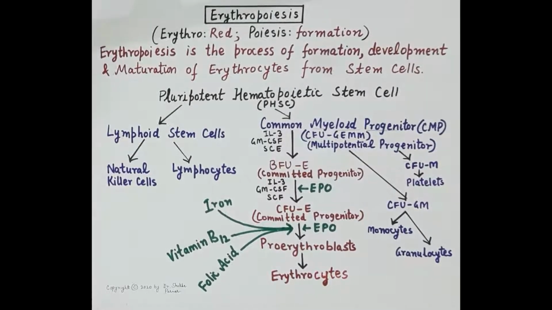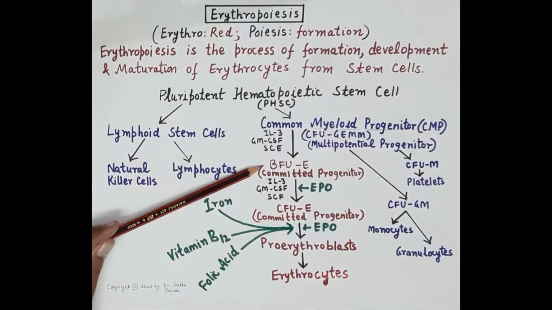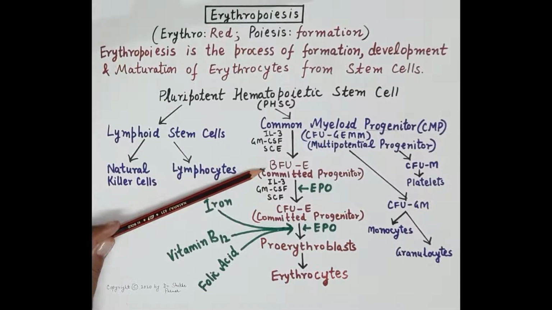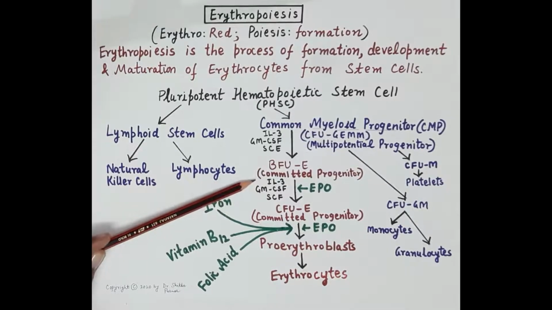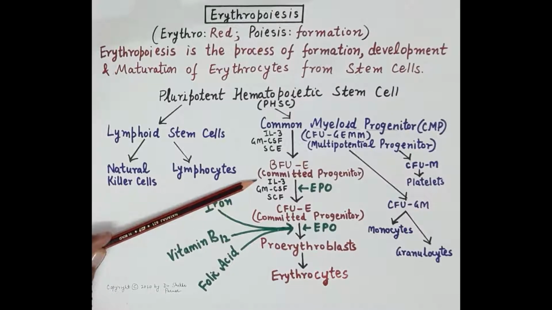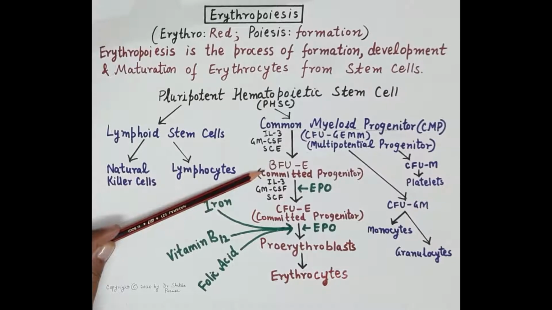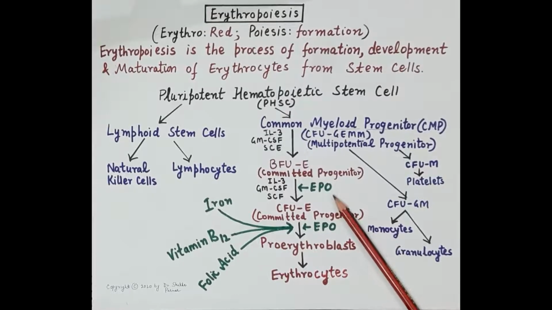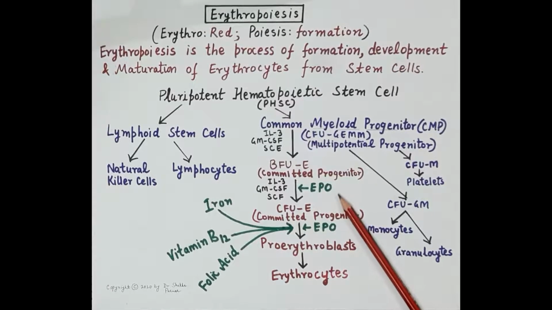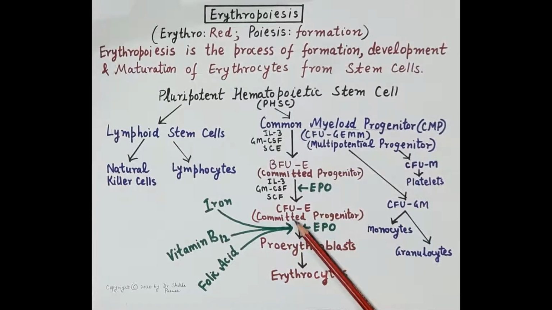Now these common myeloid progenitors produce burst forming unit erythroid. Now these burst forming unit erythroid are the primary precursors which are required for the formation of erythrocytes. And these are also termed as committed progenitor, because these are committed for the formation of red blood cells or erythrocytes. Now these burst forming unit erythroid series, in the presence of erythropoietin, EPO stands for erythropoietin, a hormone produced by kidney, produce colony forming unit erythroid.